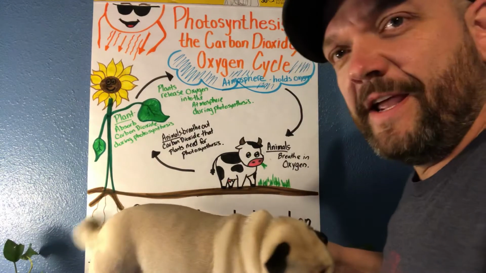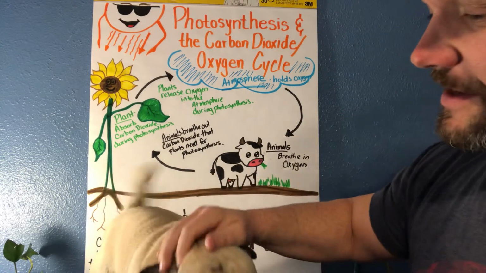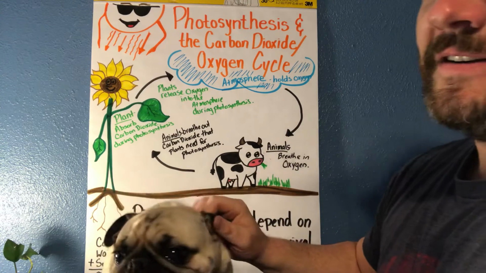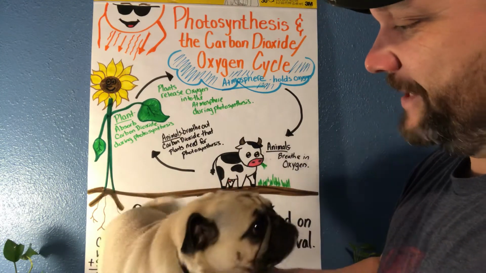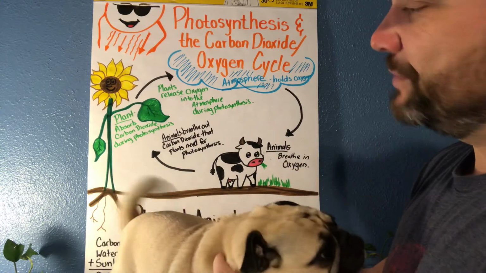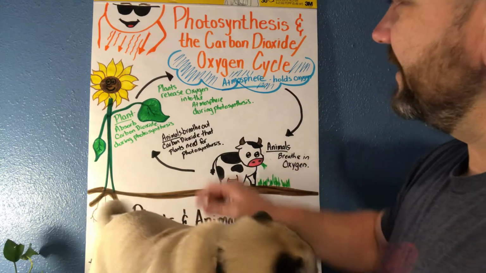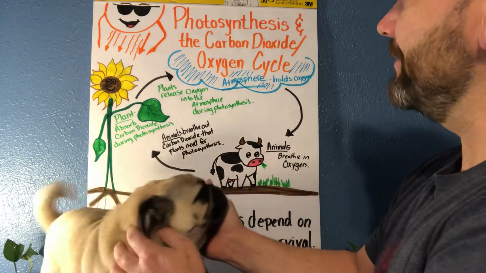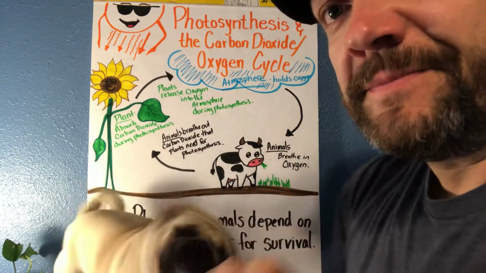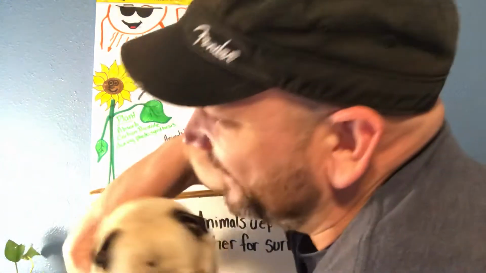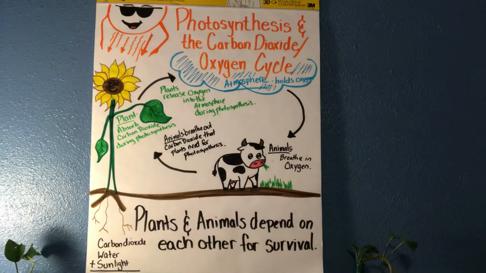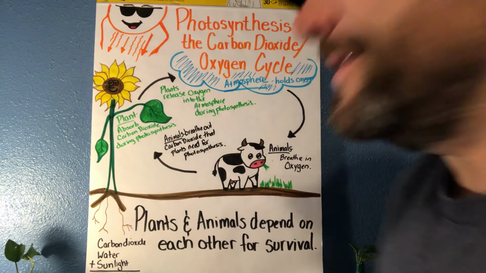Don't drink that water. Hey guys, so this is Rocky. This is my son's dog, Jack's dog, and he's just helping us with our video a little bit today, since we're talking about plants and animals and how they share carbon and oxygen. Oops. So I'm going to get him down. Rocky, you can go now. Come on. All right.